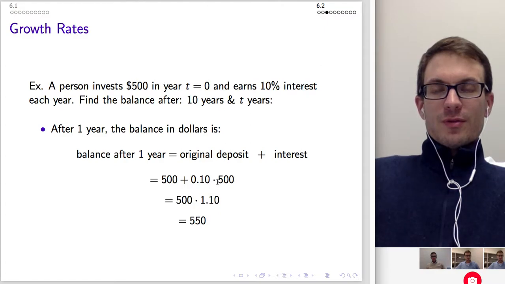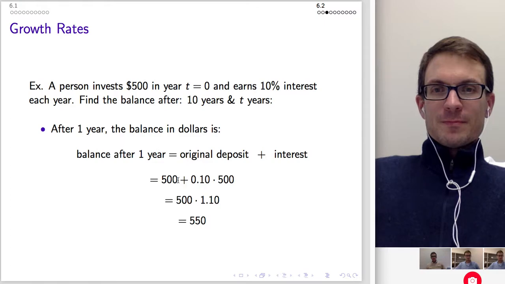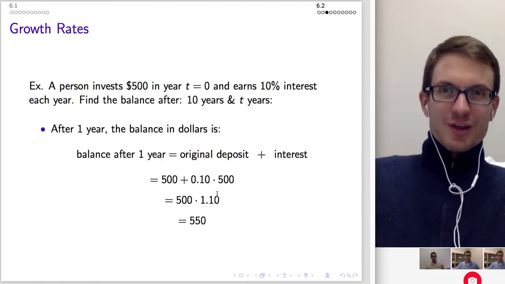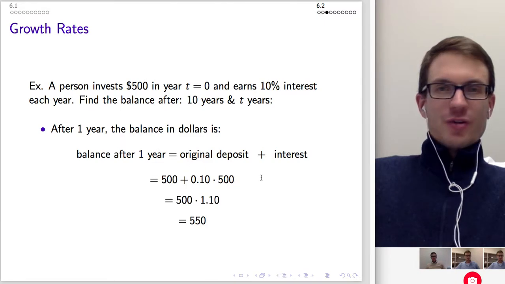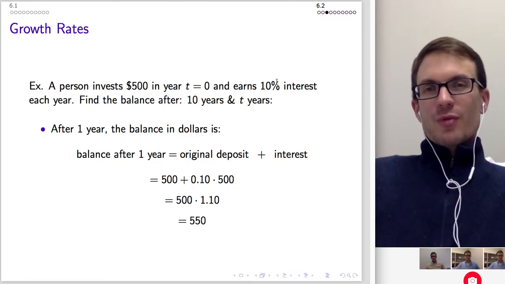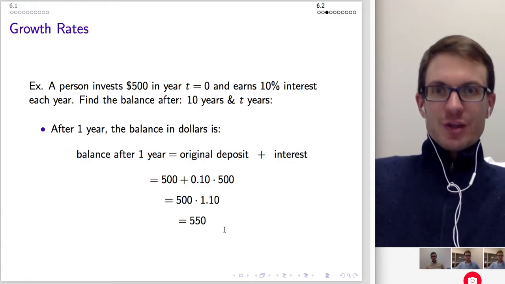Well, what I did here is I wrote this out, 500, our initial deposit, plus 10% times 500, and I decided to factor out a 500. Right? And that left me with 1 plus 0.1, or 1.1. So 500 times 1.1 is 550. Alternatively, maybe you already knew, if we want to increase by 10%, we'll multiply by 1.1. That's exactly what we're doing here.